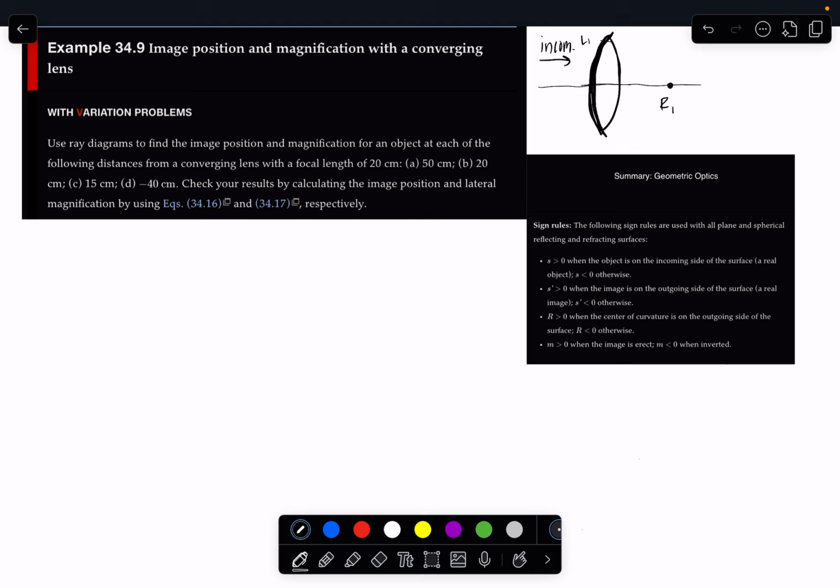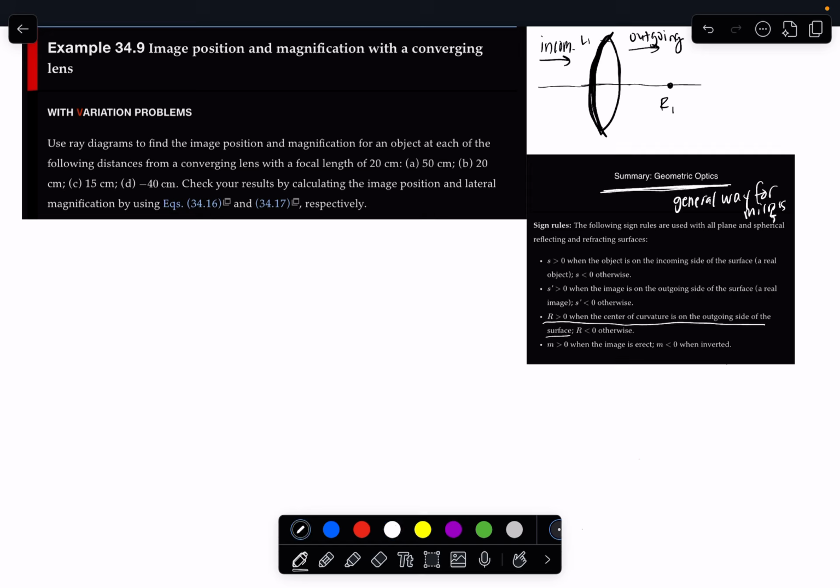If the radius of curvature is on the outgoing side of the ray, then the radius of curvature is positive. Okay, so for converging lenses, the radius of curvature is positive. So this is the sign rule summary at the end of the chapter that you might find helpful. It summarizes the sign rules in a general way for mirrors and lenses.